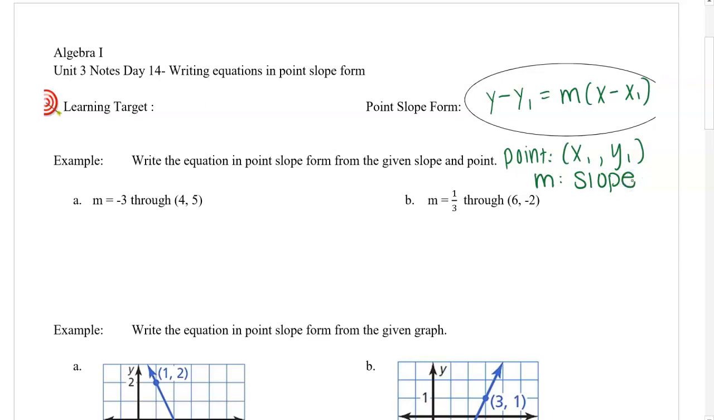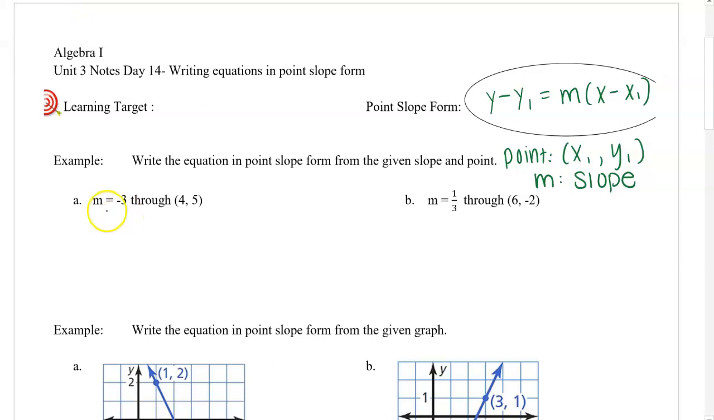So when you are writing the equation of the line in point-slope form, you want to look for exactly what the name sounds like: a point and a slope. If we have a point and a slope, we can write the equation of the line in point-slope form.